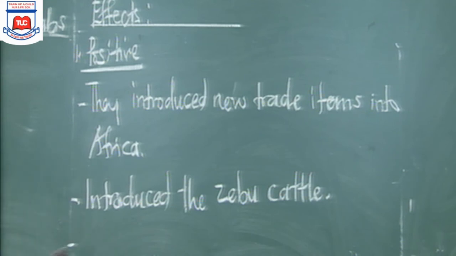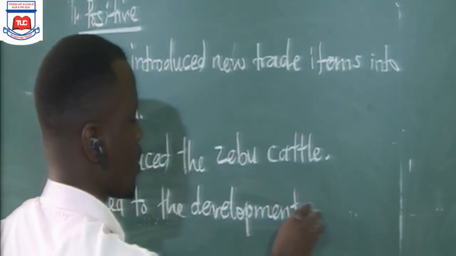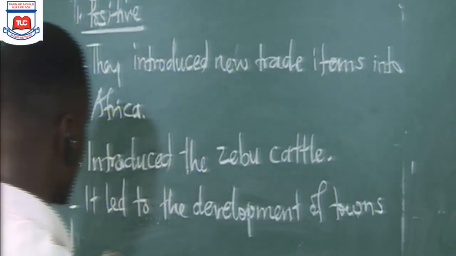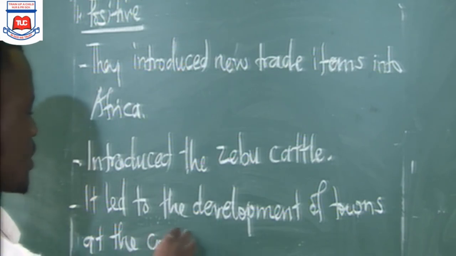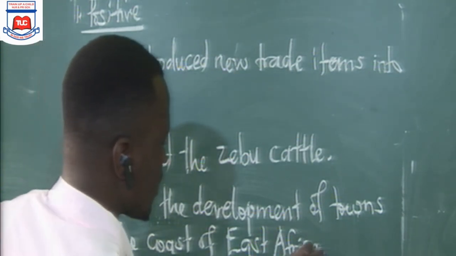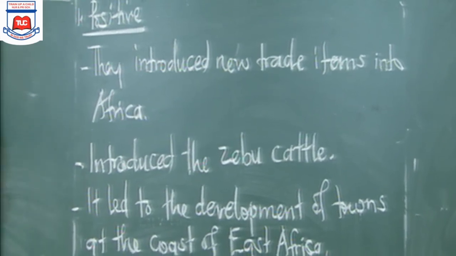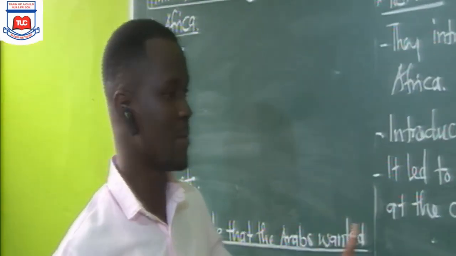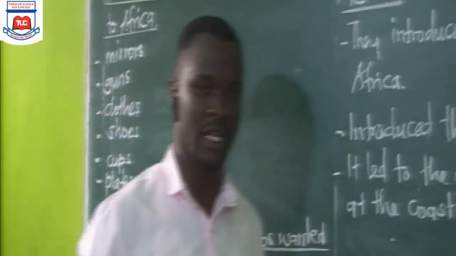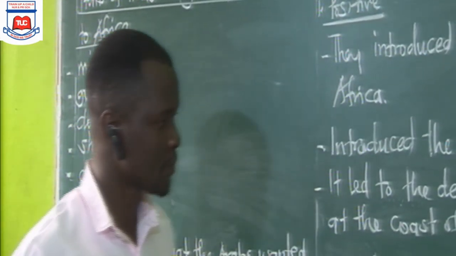Then we shall also be having points like development. It led to the development of towns at the coast of East Africa. Like I said at first, these Arabs had come and had settled at the East African coast before entering the interior of East Africa. Which means that as they were coming to the interior to collect some of these goods, they could carry them to the coast, meaning they had stayed there and they had established business there. So that one, we say, led to the development of towns at the coast.